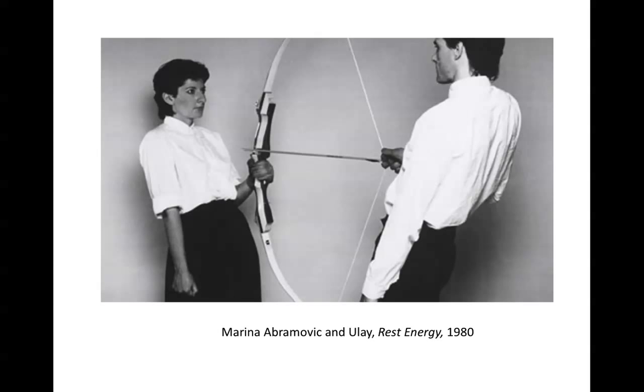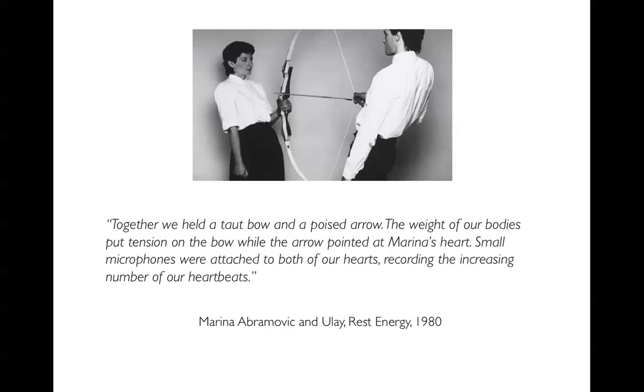Just one last pair. A piece by Marina Abramović, a very well-known and respected performance artist, and her partner of many years, Ulay. This piece is from 1980 called Rest Energy. They're both leaning against each other, holding on to this armed bow. The arrow is pointing toward her heart, and each of them is pulling on an opposite part of it. If either of them flinched in the wrong way, the arrow could have been loosed and would have, in fact, injured her.